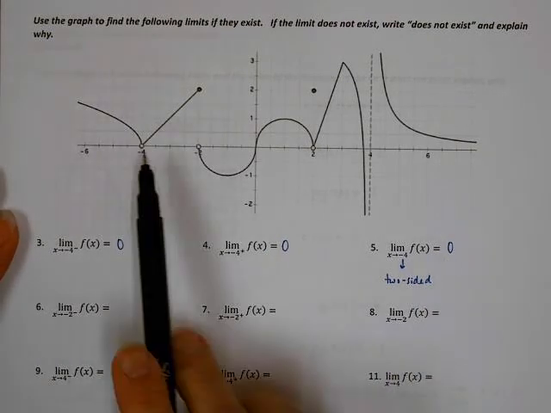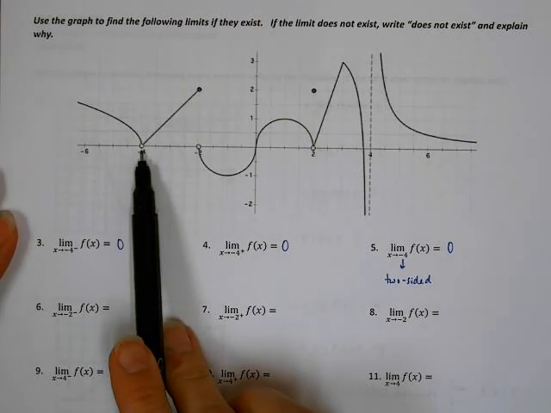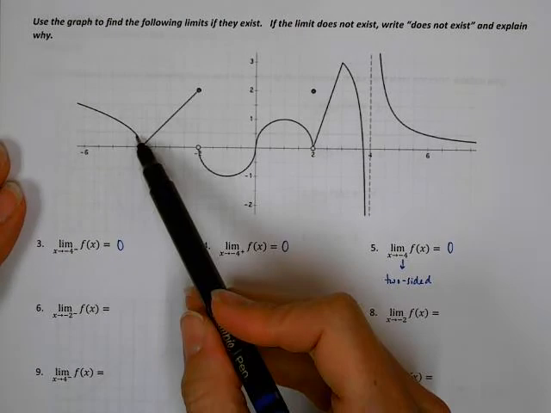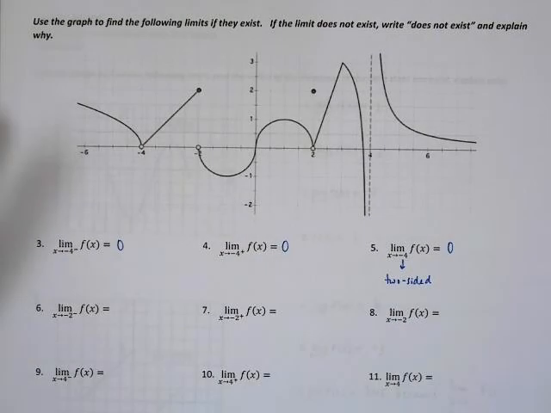Again, it doesn't matter that the function itself is undefined at -4. We're just trying to see what that function value is approaching from both sides.